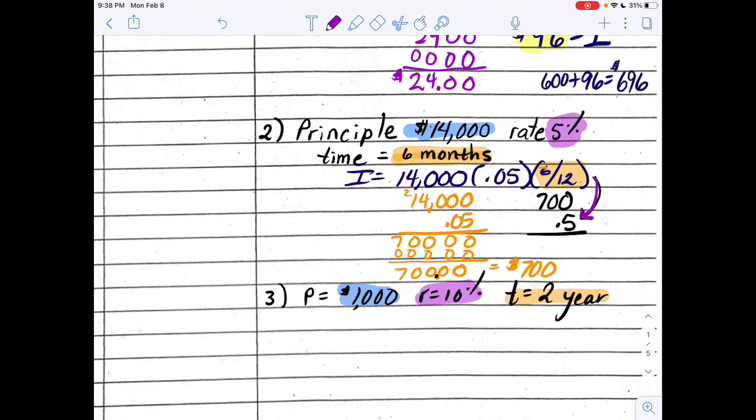Alrighty, so 700 times 0.5, you get a 0, and a 35. Move a decimal one place. Our interest is $350.